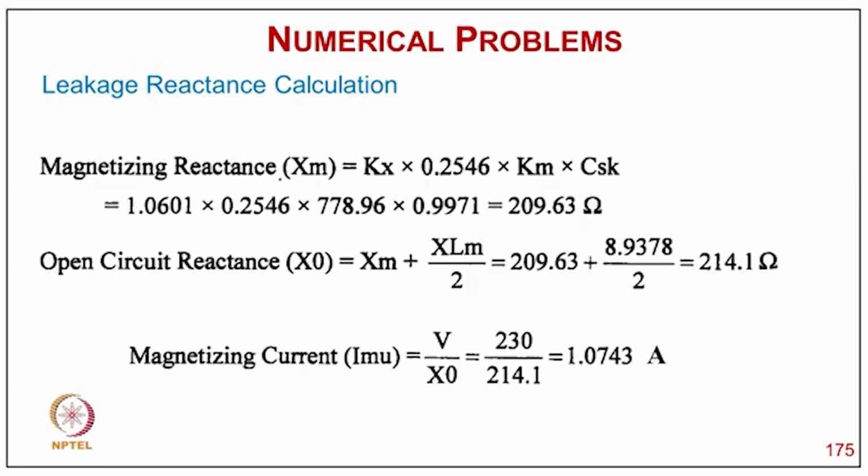The open circuit reactance is XM plus XM by 2, so it comes to 14.1, and the magnetizing current is V0 by X0, so this comes typically to 1.0743 ampere.